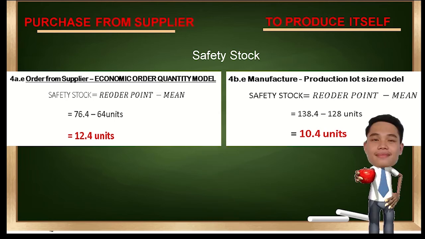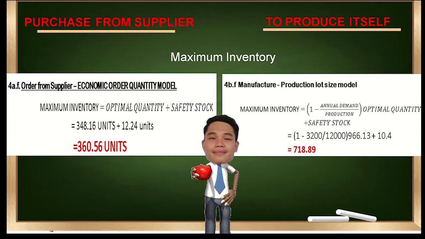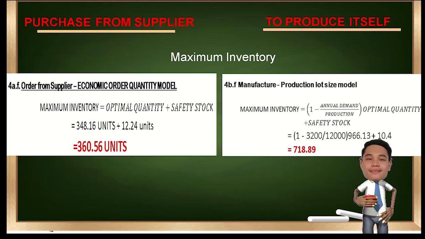Fifth, the safety stock. We also need to identify the safety stock. It can be derived by subtracting the mean from the reorder point. Calculation of this will reduce the risk of goods being out of stock. Minimum safety stock needed are as follows. Sixth will be the maximum inventory. Expected maximum level of inventory for in-plant production is far greater than ordering from a supplier. This entails that more stocks or goods can be stored if switching to in-plant production.